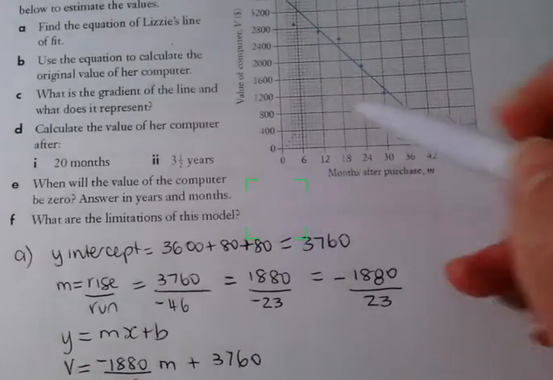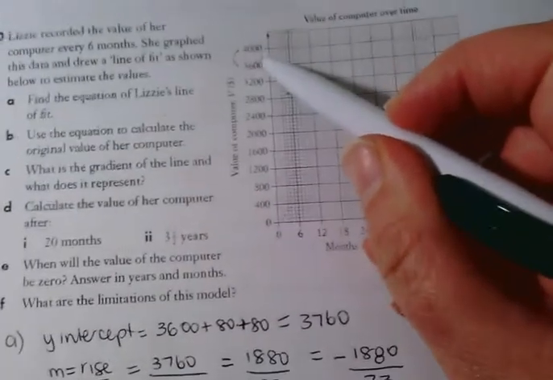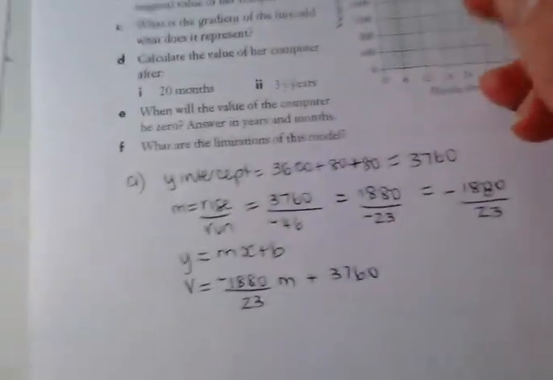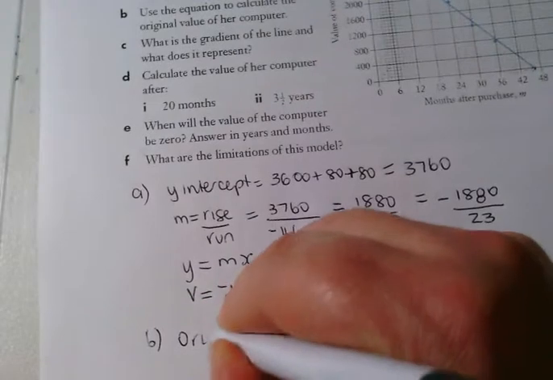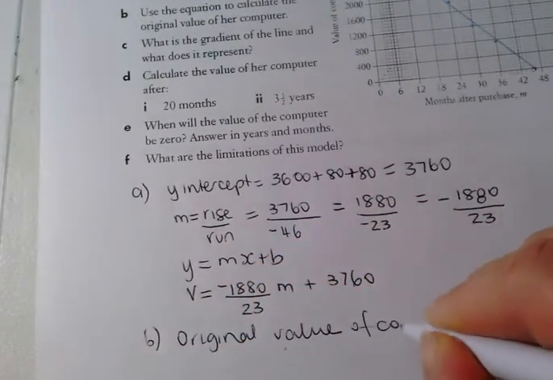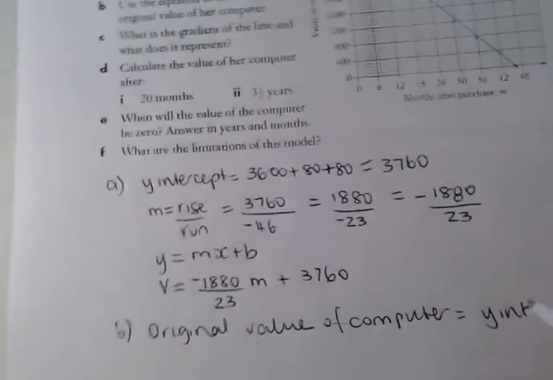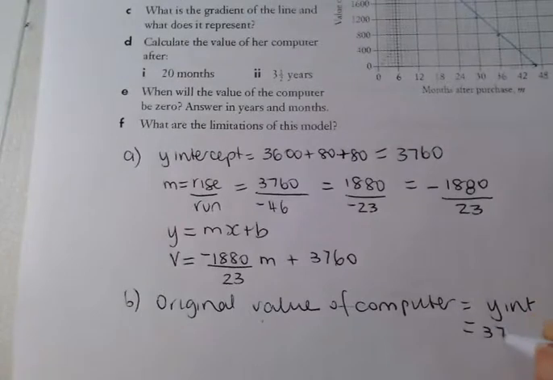Just as I said before, if the x-axis starts from 0, you can just read off the y-intercept. So the original value of the computer is the y-intercept in this case, which is 3,760.